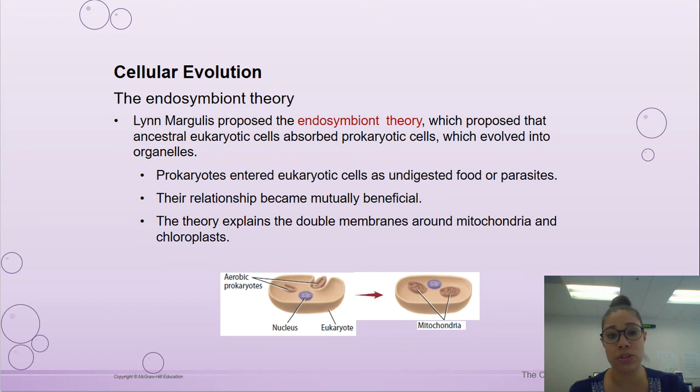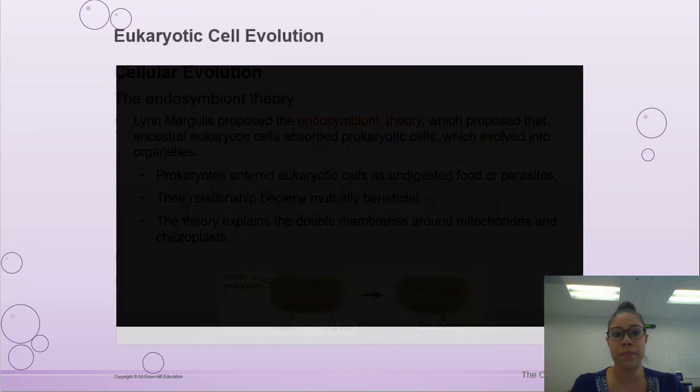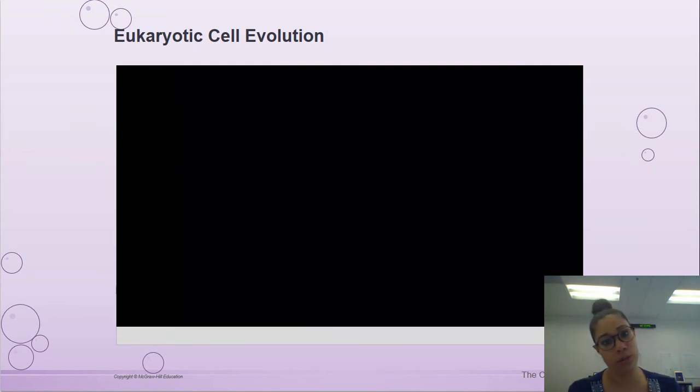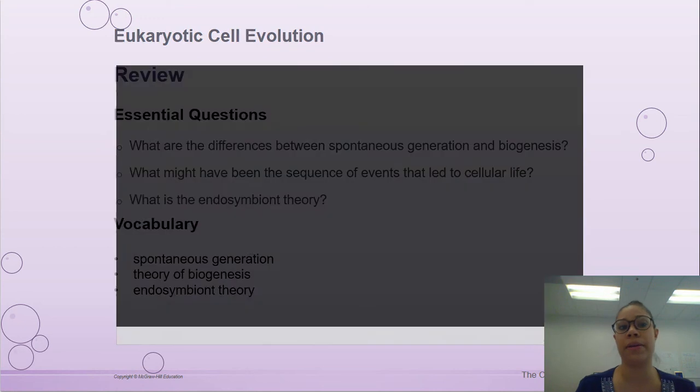It was more beneficial to the prokaryotic cell to be inside of the eukaryotic cell, and then the eukaryotic cell benefited from having mitochondria because it got energy. It also benefited from having chloroplast because then it was able to photosynthesize. This is a video about how that came about. It's posted on Schoology as well. You can go there and look at that.